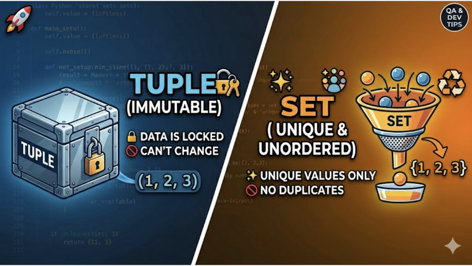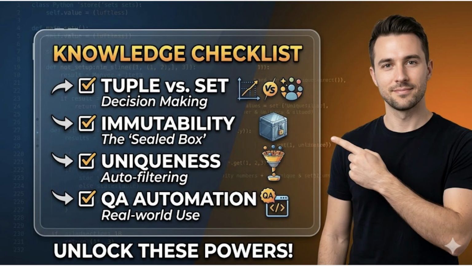Today we are going to learn something that confuses a lot of beginners, but once you get it, it is actually very powerful. We are talking about tuples and sets in Python, and more importantly, two big ideas, immutability and uniqueness. Don't worry, these words sound big, but I will make it super simple. By the end of this video, you will clearly understand when to use a tuple versus a set, what immutability really means, why sets remove duplicates automatically, and how this will help you in real coding, whether you are doing development or QA automation.